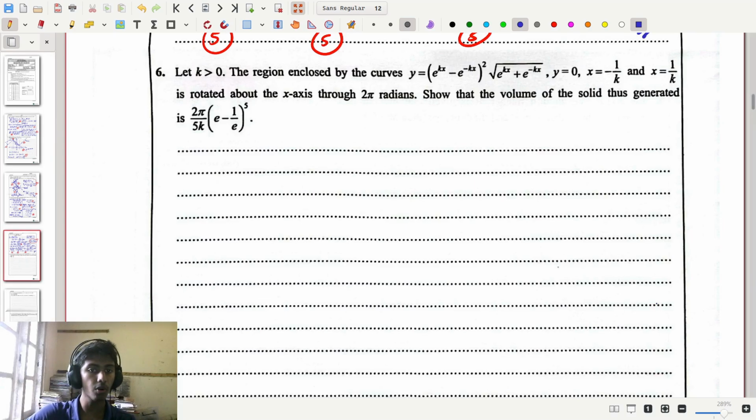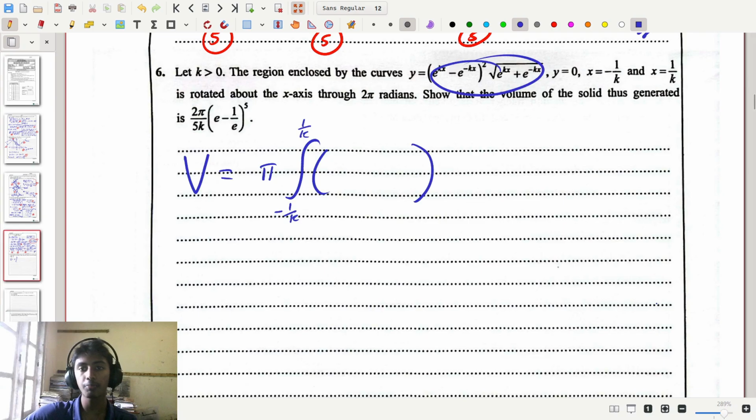So as we know, the volume of such a revolution V is going to be equal to pi times the integral from the starting point to the ending point, which in this case is negative 1 divided by k up to 1 divided by k, of the function squared. So the function, this being this thing here, which I could represent with y squared, integrated with respect to x.